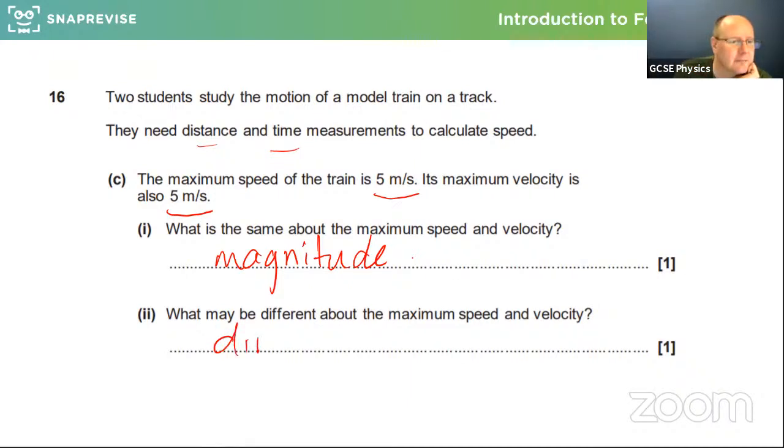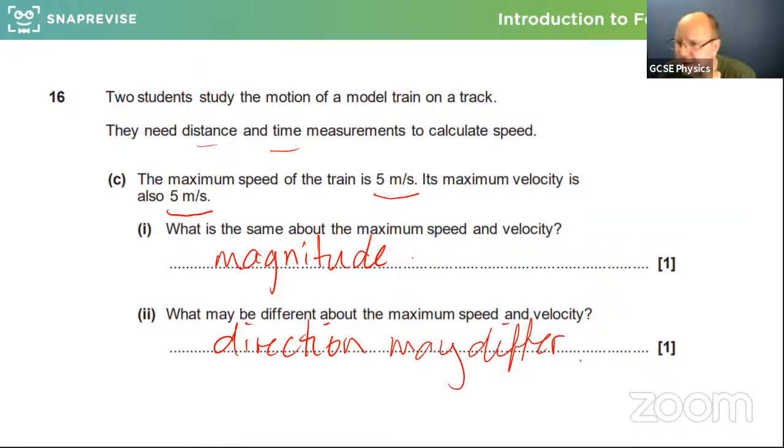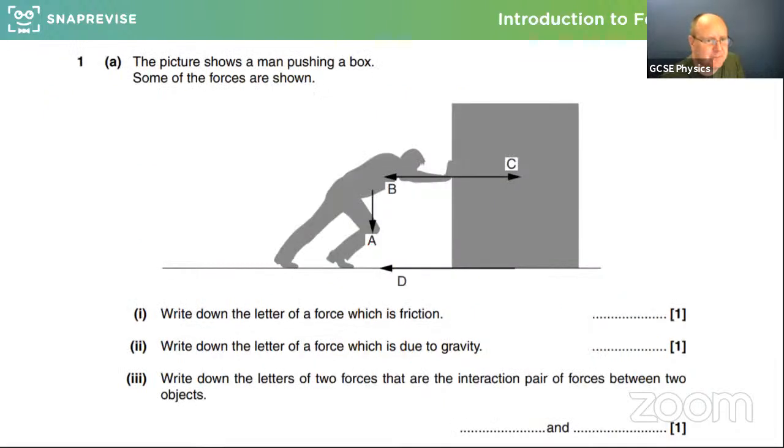So the direction may differ, or you could just write direction. Direction is fine. Yeah, correct. Speed doesn't have a direction. Speed is just how fast something is going in any direction, whereas velocity is speed in a stated direction, being a vector quantity. Okay, one more exam question here.